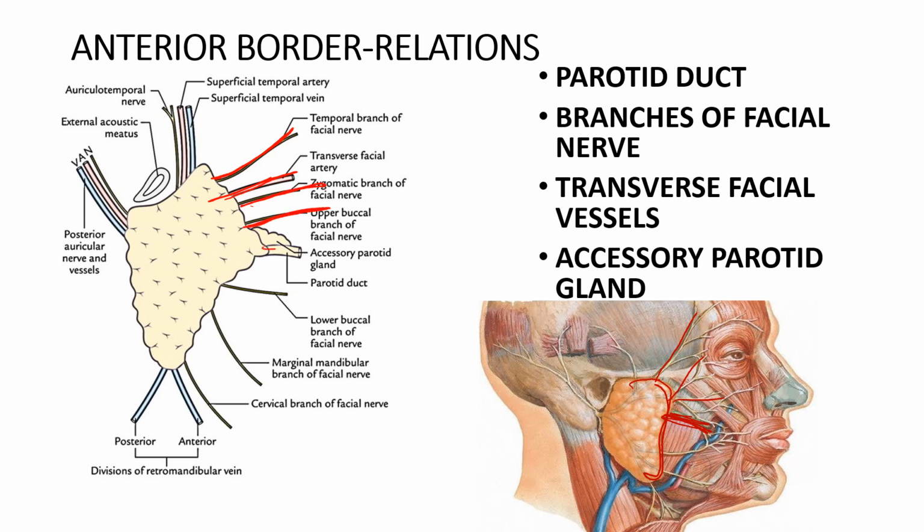Then you have the parotid duct here. You have the lower buccal branch and the marginal mandibular nerve. So these are the structures present in the anterior border of the parotid gland. Mainly you will have the terminal branches of the facial nerve. Along with that you have the transverse facial artery and the parotid duct. Along with that you have the accessory parotid gland.